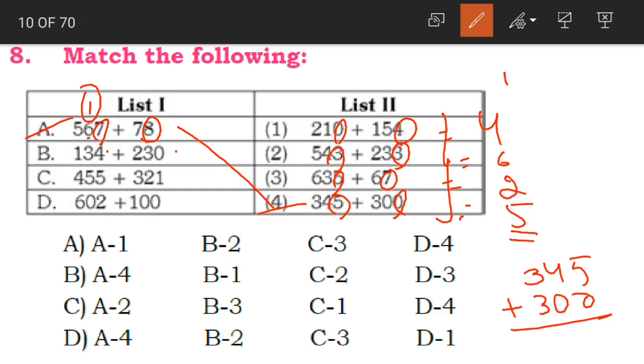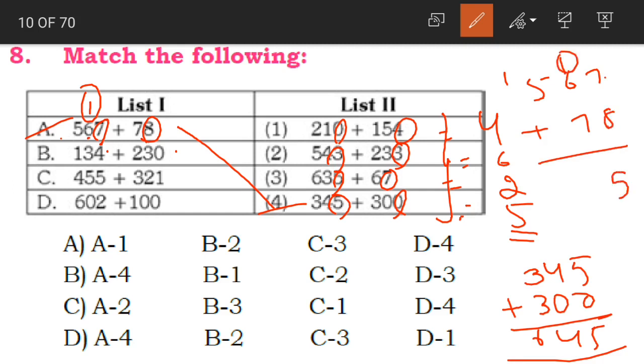345 plus 300 is equal to 645. Now let us solve this. 567 plus 78. 7 plus 8, 15. 5 here, 1 carried. 1 plus 6, 7. 7 plus 7, 14. 4 here, 1 carried. 5 plus 1, 6. Yes, 645. Both the sums are the same. Yes or no, children? Yes.